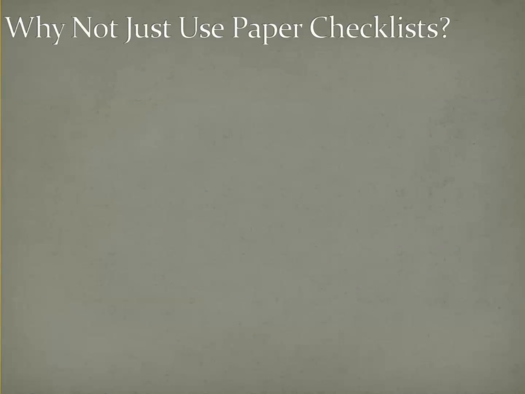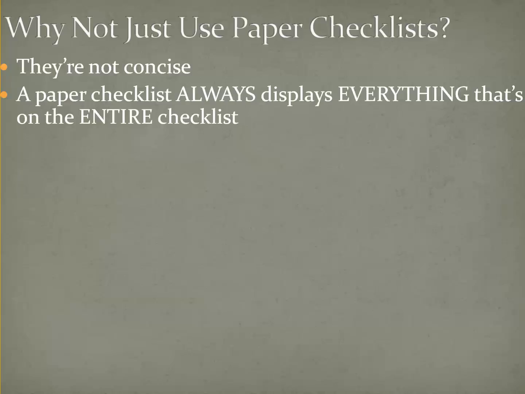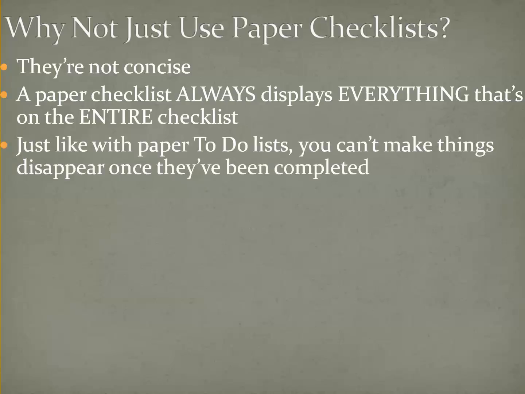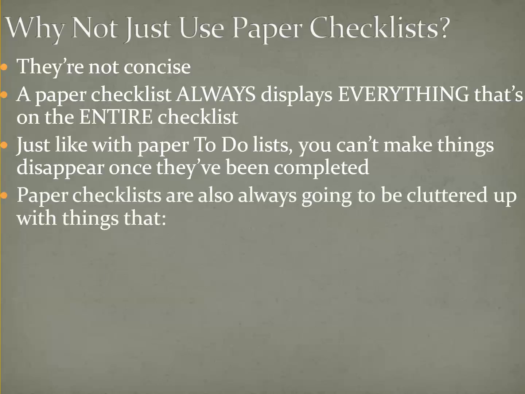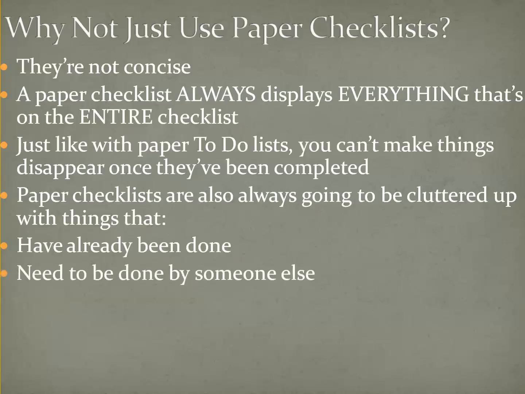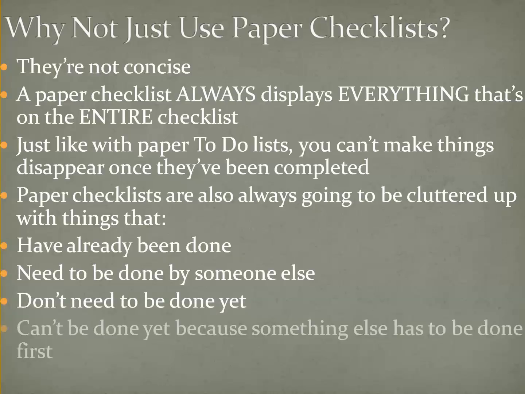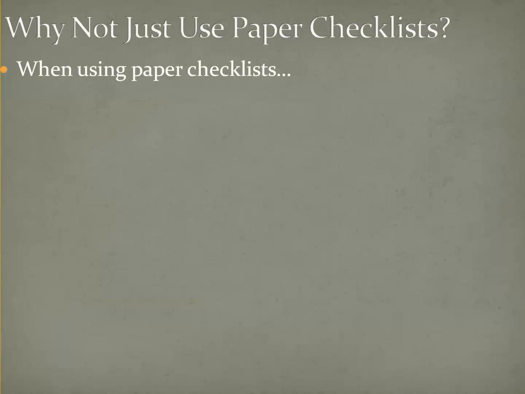So why not just use paper checklists? Well, number one, they're not concise. A paper checklist always displays everything that's on the entire list. So just like with paper to-do lists, you can't make things disappear once they've been completed. And so paper checklists are always going to be cluttered up with things that have already been done, things that need to be done by someone else, things that don't need to be done yet, and things that can't be done yet because something else has to be done first.